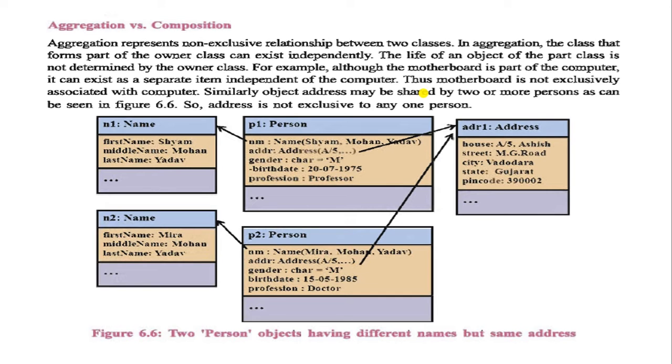Similarly, an address object may be shared by two or more persons, as we can see in the example. You can see person P1 and person P2 classes mentioned over here, and another class is defined as address. So the same address is shared by different objects like P1 and P2.